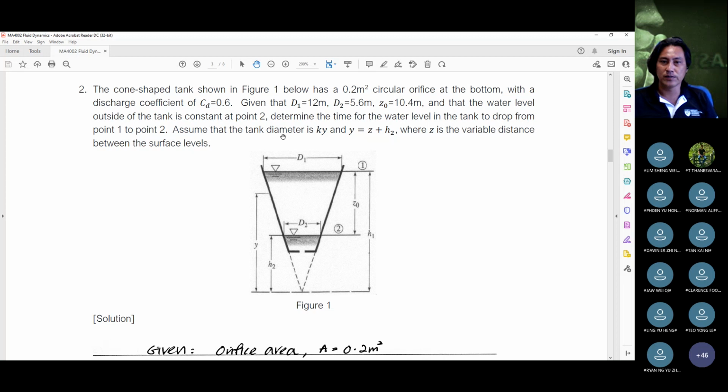Now assume that the tank diameter is a function of y and it's expressed as ky, where k is a constant. How about y? Y is actually a function of the height z plus h2. The h2 is over here. And z in this case will be the variable distance between the two water surfaces.